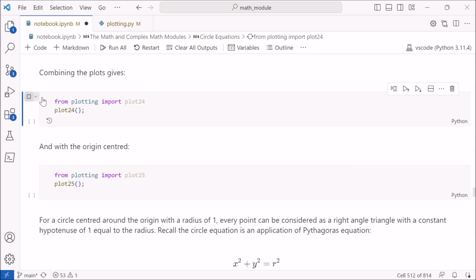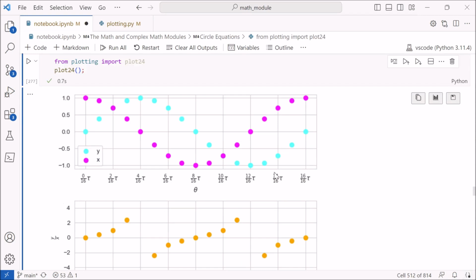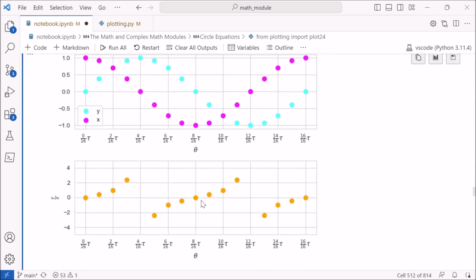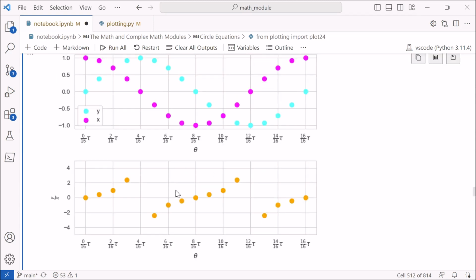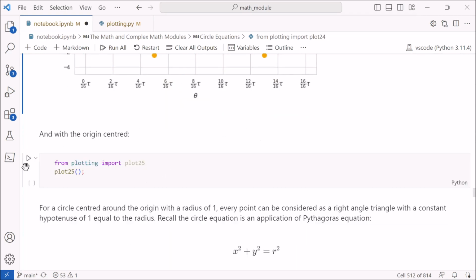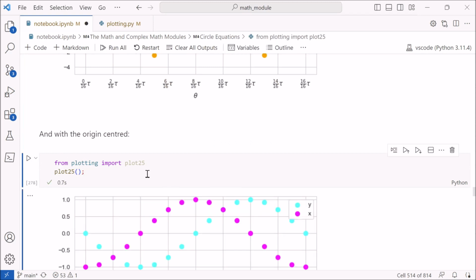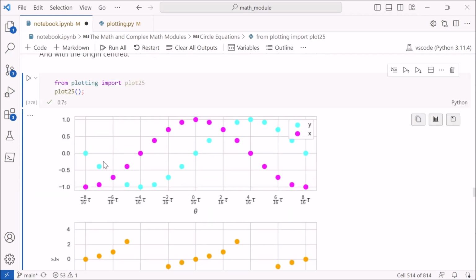So combining the plots will give something like this. You can put the sine and the cosine together on the same plot with the tan below. And sometimes it's useful, instead of having the 0 to tau on the left, to have 0 in the center. Therefore you express this in negative terms and this in positive terms.